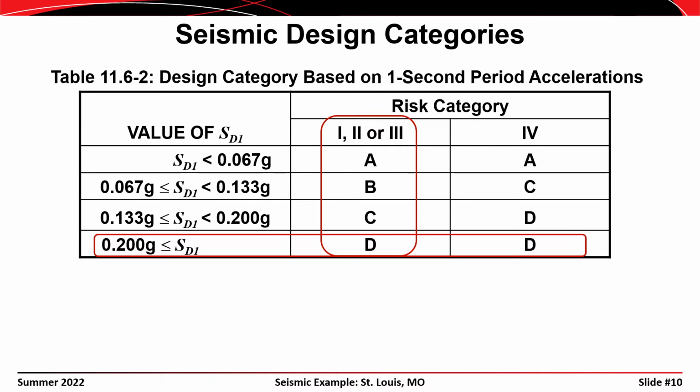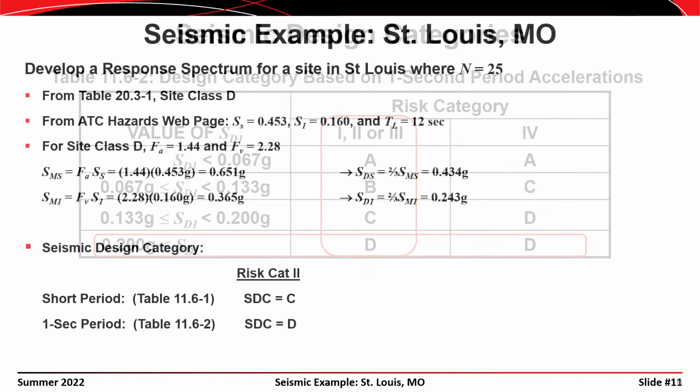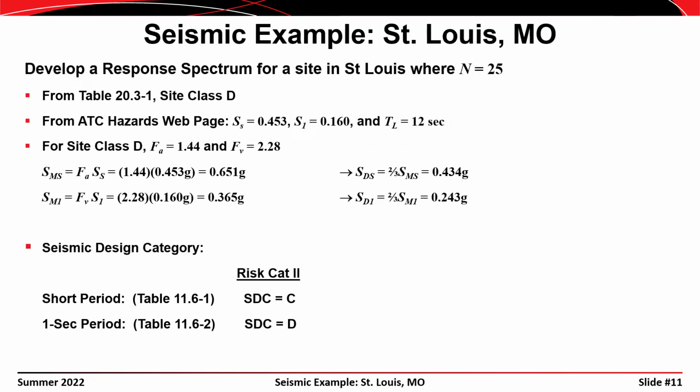Remember, we have two different seismic design categories, one based on S sub DS and a second based on S sub D1, and it's the worst of the two that governs for our particular structure. So in this case, the seismic design category would be a D.